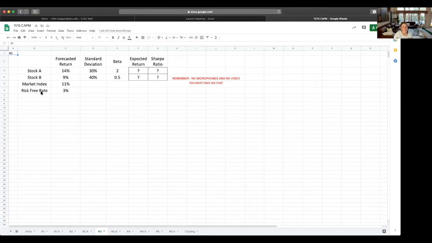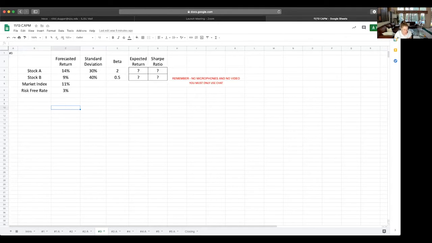And so for here, we have stock A and stock B. I give you your market index and your risk-free rate. You have a forecast return and a standard deviation and a beta. You want to find your expected return and your Sharpe ratio. You have stock A and stock B. You have your forecasted returns for both, a standard deviation for both, and a beta for both. You also have your market index and your risk-free rate.